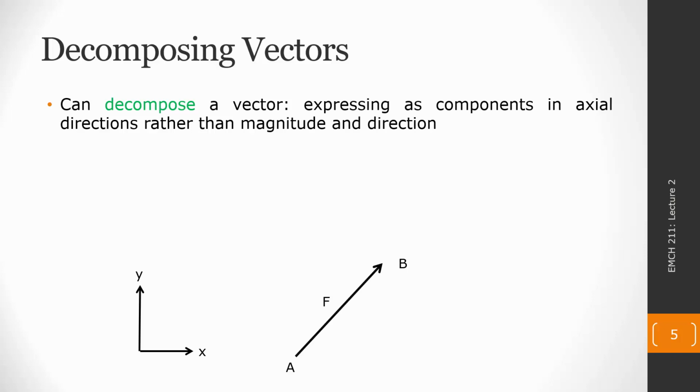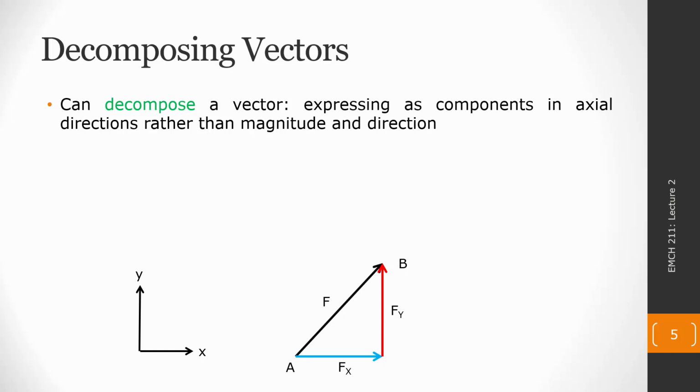When we decompose this, we want to see how much of it lies along our Cartesian axes. So what we can do is I can see how much of this is along the x direction. I'll call this F sub x. And I can see how much of this lies along the y direction. And I'll call that F sub y. Now, what have I done here? Basically, again, I'm just expressing my vector in a different way.